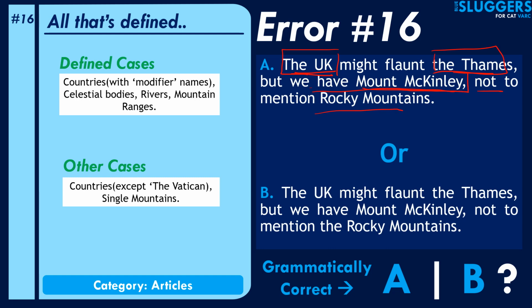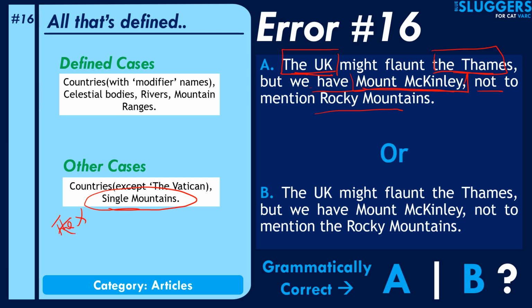Now it might seem like Mount McKinley is a single mountain, it's a specific mountain, it's a unique mountain, it's defined, and hence it should also have the definite article, but no, that's not the case. Single mountains are exceptions. You don't use the definite article with single mountains. You don't use any articles with them.